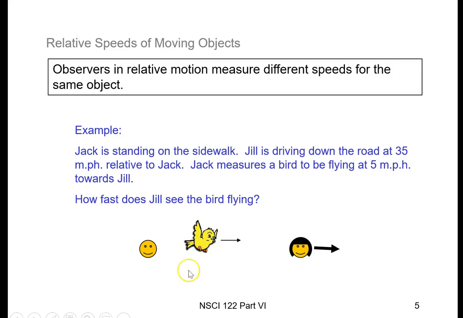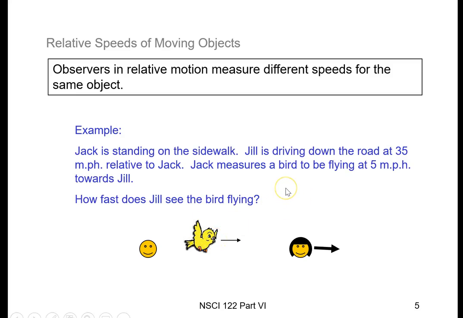Now suppose there is a bird flying also, right, relative to Jack, to the right, in the direction that Jill is traveling, and Jack measures the velocity of that bird to be 5 miles per hour towards Jill. Okay, so you got it? So this bird, relative to Jack, is moving at 5 miles per hour to the right, and relative to Jack, Jill is driving in her car at 35 miles per hour to the right. The question is, if you ask Jill, do you see that bird? She says, yes. How fast and in what direction do you see that bird flying?